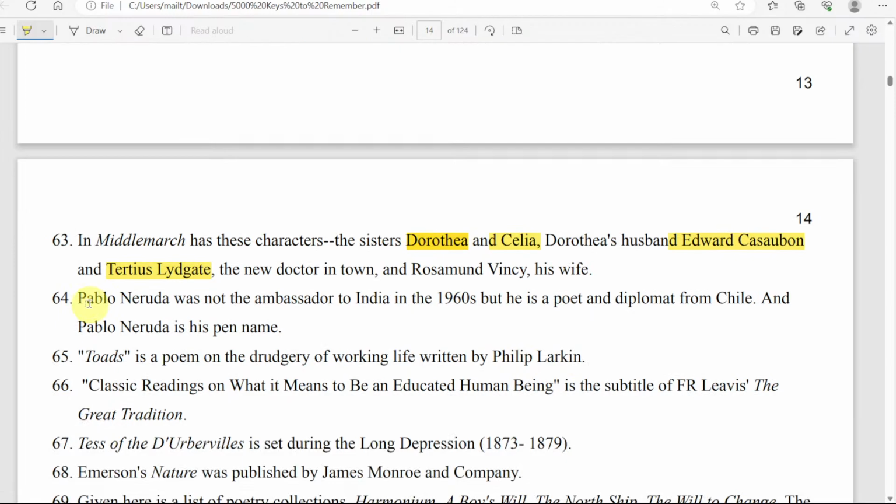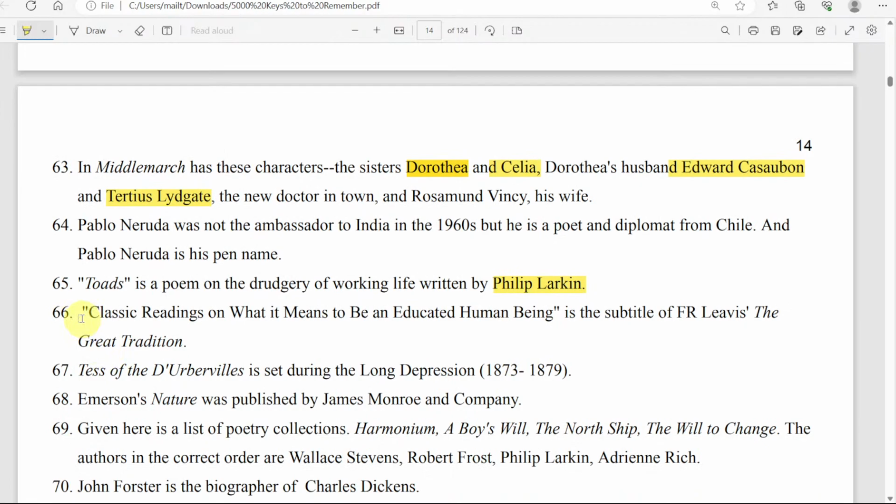Pablo Neruda was not the ambassador to India in the 1960s, but he was a poet and diplomat from Chile. We only have to know where he is from, and Pablo Neruda is his pen name. So Toads, who can write these kinds of poems? Philip Larkin, right? Toads is a poem on the drudgery of working life, written by Philip Larkin.